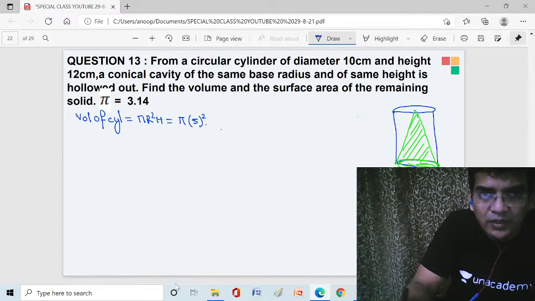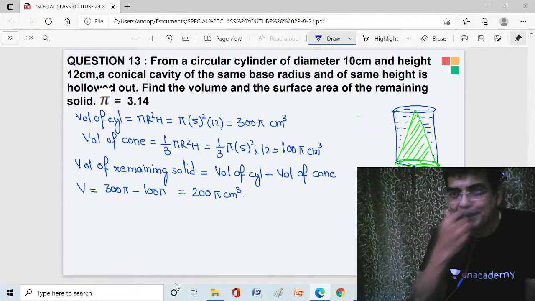So how will we get that? From the volume of cylinder, I will subtract the volume of cone. So let's see. The volume of cylinder is 300 pi and the volume of cone is 100 pi. So the remaining volume is 200 pi. That's the volume of the remaining solid.